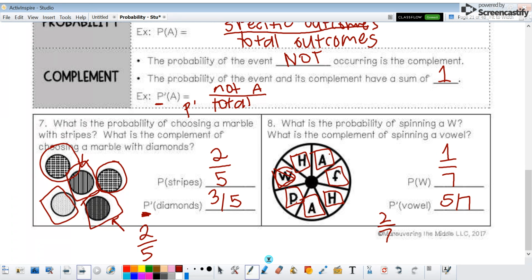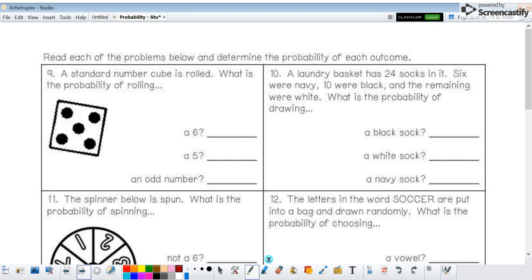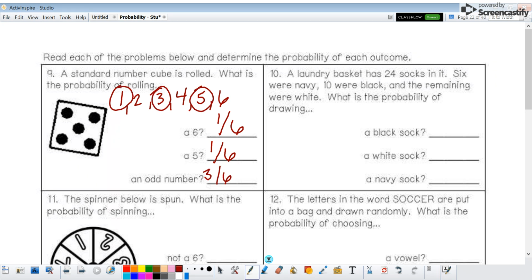Alright, if we look on the back, a standard number cube is rolled. What is the probability of rolling a 6? Okay, so remember our outcomes of a die is 1, 2, 3, 4, 5, or 6. So there are 6 outcomes. So rolling a 6 is going to be 1 out of 6. Rolling a 5 will also be 1 chance out of 6. But rolling an odd number, we have 1, 2, 3 chances out of 6. Probabilities can be reduced. We know that 3/6, if we divide the numerator and the denominator by 3, we'll also get 1/2. So we can simplify our probabilities as well.